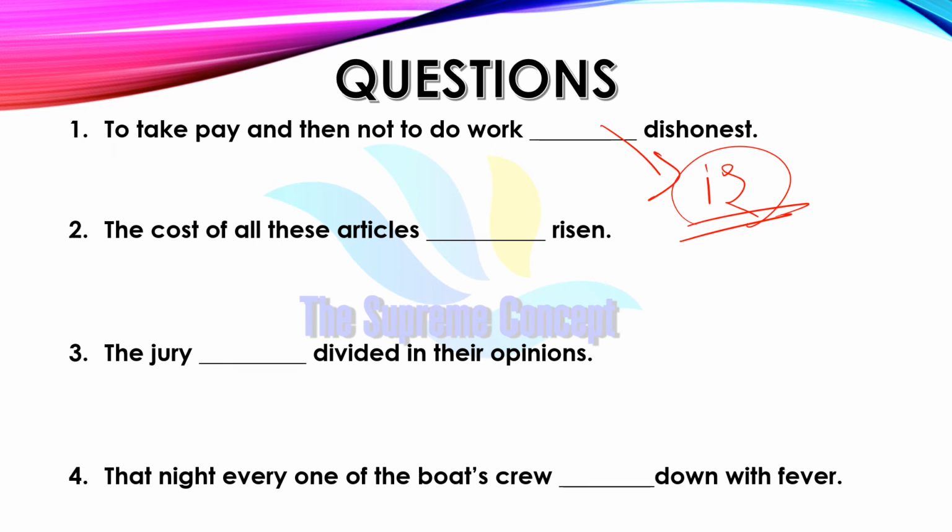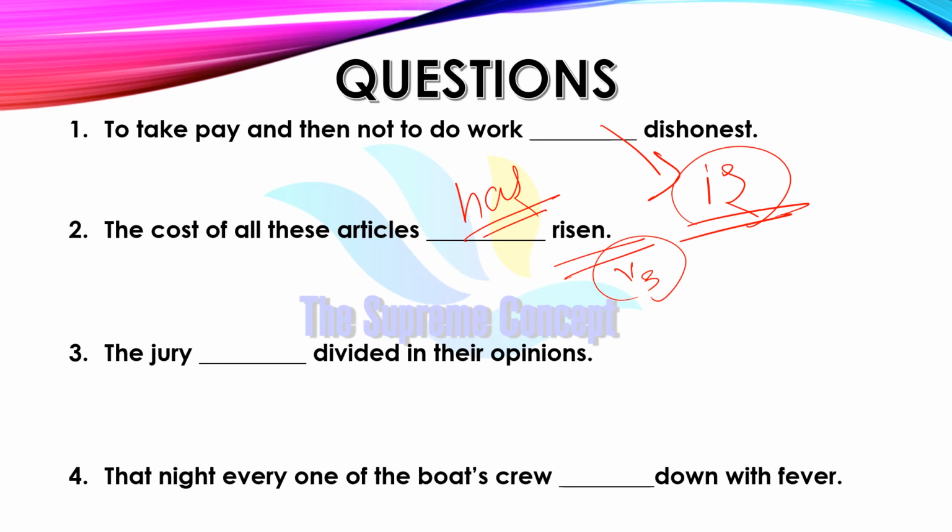Next we have, the cost of all these articles, dash, risen. Now find out what will be its correct answer. All right. So here we will use has, okay. From risen we can say that it's the third form of the verb rise. So for that reason we used has here, we made it present perfect tense. So, the cost of all these articles has risen.